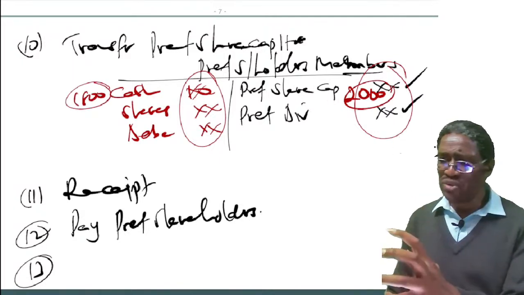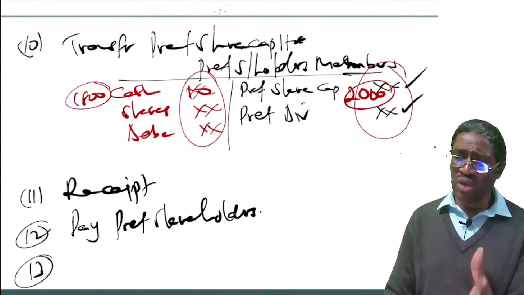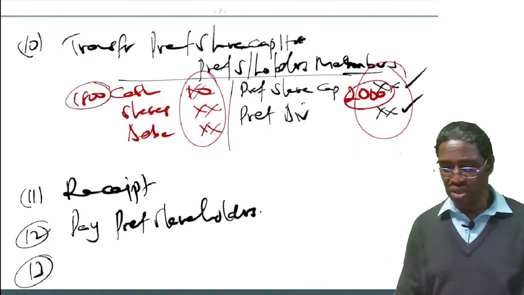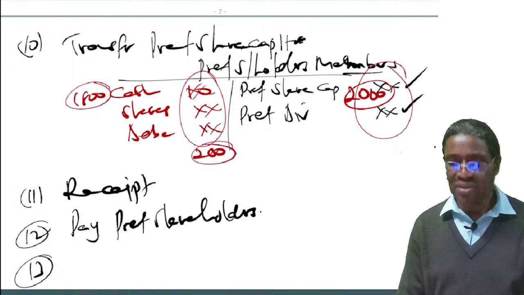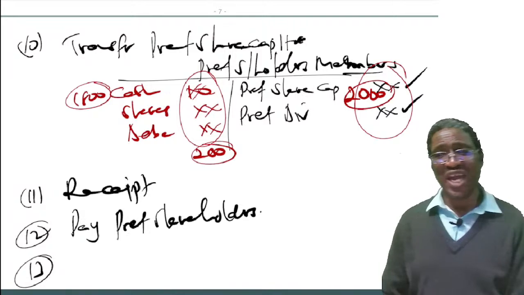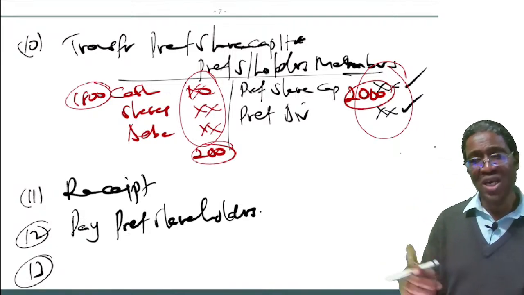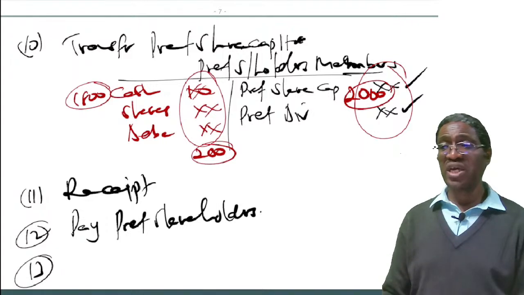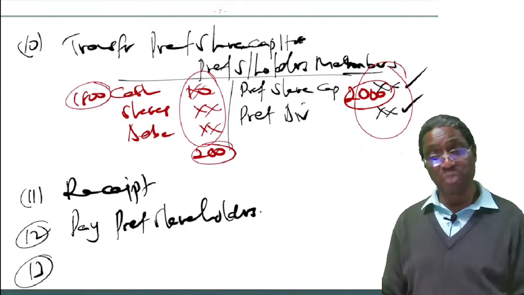So I owe them 2 million, but I'm paying them 1.8 million. There is a difference of how much? 200. On which side? Debit. That balance in the account could either be what we call a gain or loss on payment. It's either gain or loss on payment.